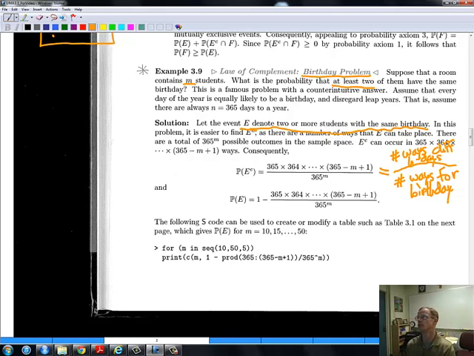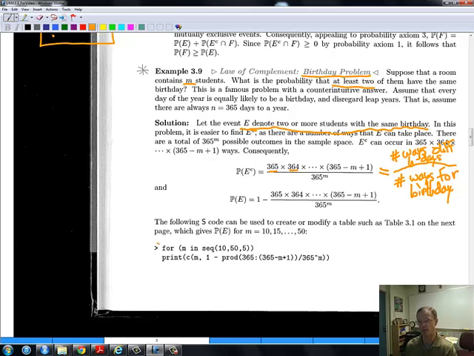But to make sure that they're different, the first student could have 365 days for their birthday, but the second student can't have a match. The third student, this is going to be 363, and so on. Days are subtracted from the total. That's going to get me all the ways that we can have no matching birthdays. And so the answer that we want is 1 minus E complement. So we have a formula.